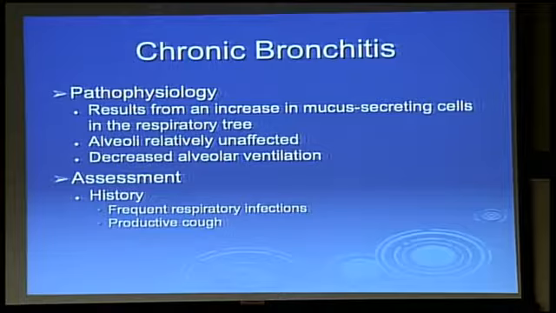In chronic bronchitis, the issue is that you have an increase in the mucus-secreting cells. The alveoli aren't as affected, but you have decreased alveolar ventilation. So these patients have a larger component of hypoxia, but it's still primarily an obstructive disease because they're not able to get the air out. They tend to always have a productive cough, and in exacerbations that can increase.